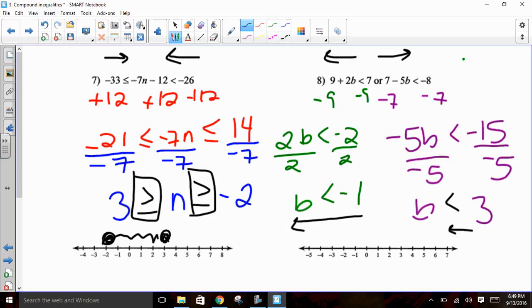If you get to the point where you accidentally have your arrows going the same way, then what you need to do is go back and say, well, hey, did I forget to divide by a negative and flip my sign someplace? Nine times out of 10, that's going to be your problem. Alright, so I have an open circle at 1 going to the left, and an open circle at 3 going to the right.